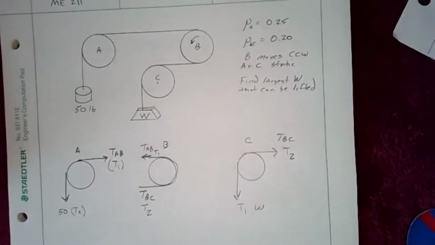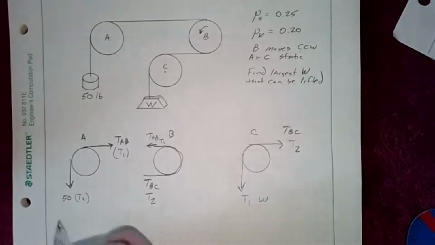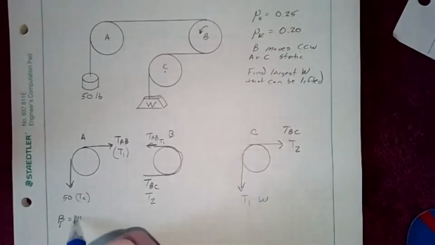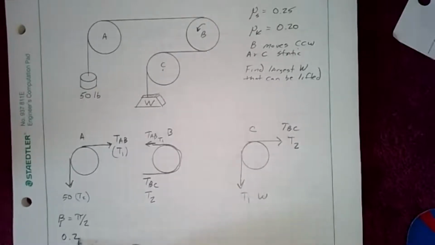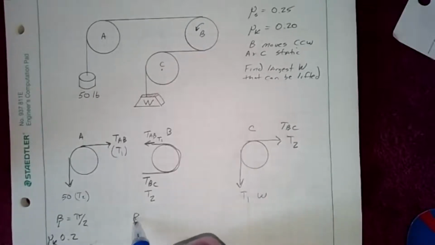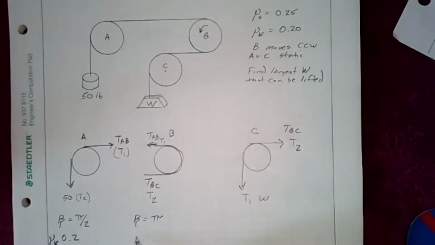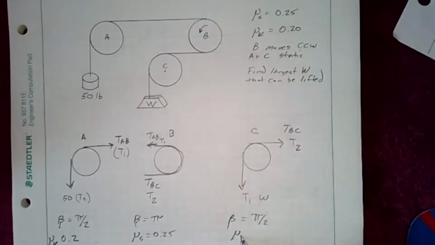What's the next step? In this case, we just look at what we have. We know that beta is pi over 2 because it's 90 degrees. And our friction coefficient is kinetic because it's sliding across, so 0.2 mu kinetic. In this case, we have beta equals pi, it's a half circle, and we have mu static, which is 0.25. And then here we have beta equals pi over 2, and mu kinetic is 0.2.